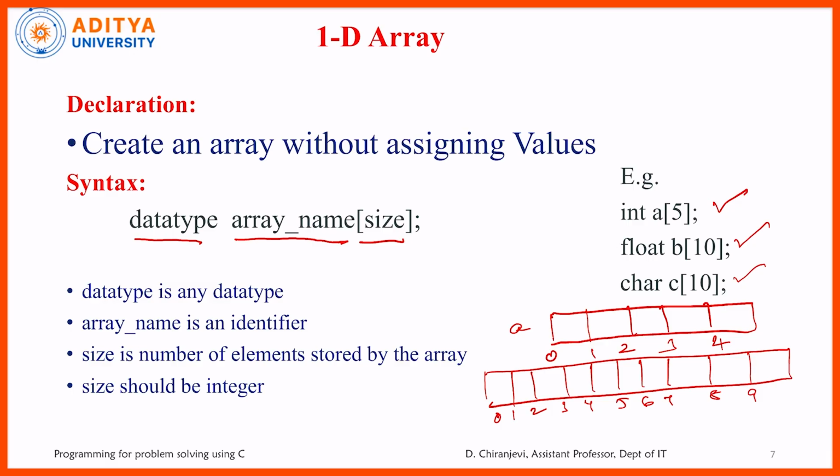Similarly for a character array, the same memory is allocated, index 0 to index 9, because the size is also 10. Here the data type can be integer, float, char or double, any basic data type. For the array name, you must follow identifier naming convention rules, and size is any integer value only. Size means the number of elements the array is storing. If size is 5, 5 elements will be stored in the array. If size is 10, 10 elements will be stored. Similarly, if you specify size as n, then n elements will be stored. So this is the declaration of an array.